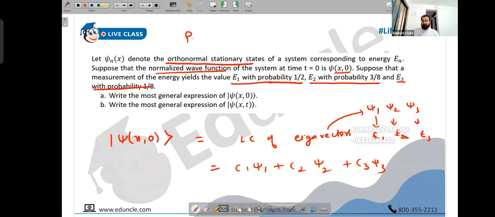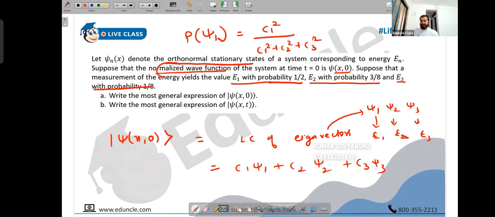Do you remember the formula for the probability of measuring psi 1 if the wave function is normalized and the states are orthonormal? What was it? C1 square plus C2 square plus C3 square. So C1 square upon C1 square plus C2 square plus C3 square. That's the probability of psi 1. Correct?